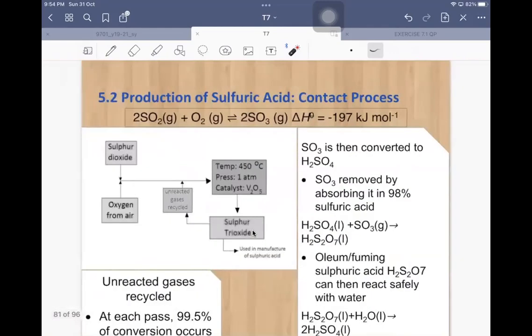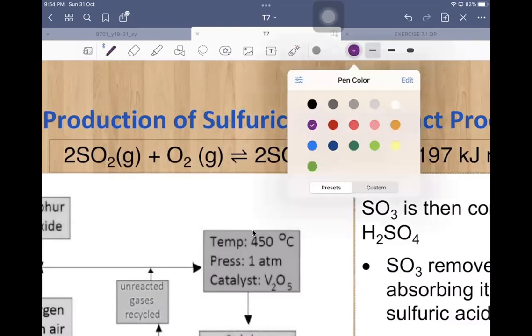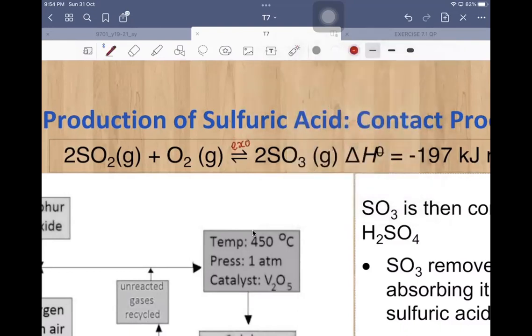The reason is, if you look at this equilibrium system, it has an enthalpy change of -197. That means the forward reaction is exothermic and the backward reaction is endothermic. If we increase temperature, the system would want to reduce it, so the endothermic reaction is favored to take in the extra heat. Look at my arrow, it is favoring the left. We are producing more reactants. So we don't want it to be really high.